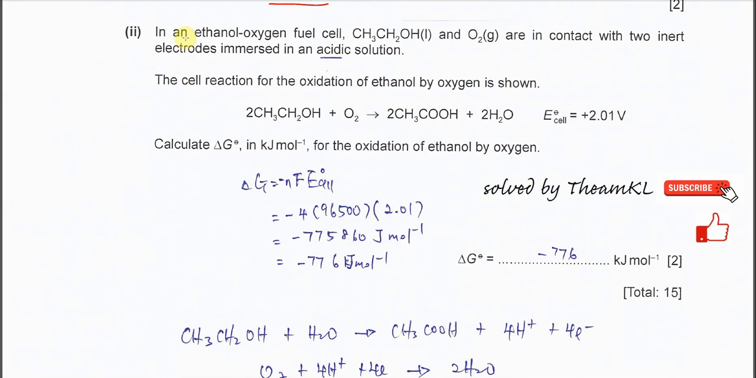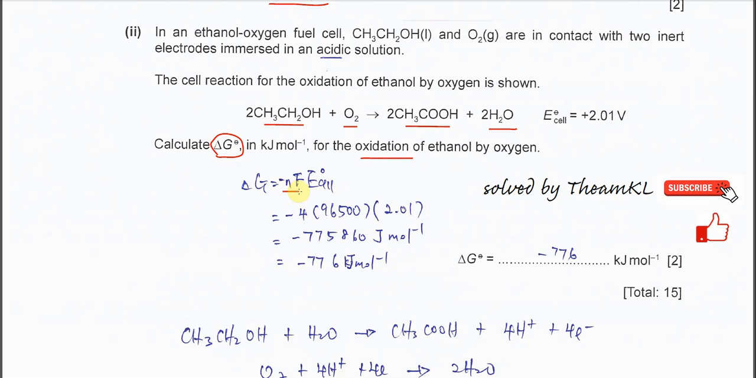Part 2. In an ethanol-oxygen fuel cell, the ethanol and oxygen are in contact with two inert electrodes immersed in the acidic solution. The cell reaction of this oxidation is something like this. It means ethanol is oxidized by oxygen to the acid and of course water. The E0 cell is 2.01 volt. This one is quite difficult because you need to calculate delta G, the Gibbs energy for this oxidation. The difficult part is you need to find the n, the number of electrons involved.